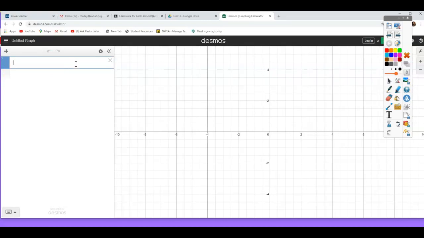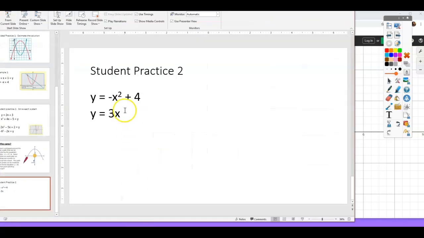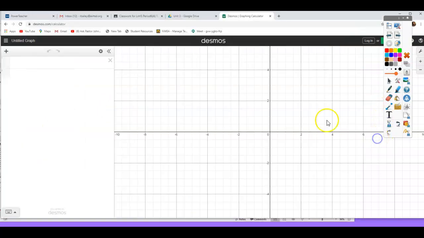How do you do this? You're going to graph both of the functions. You're going to graph this one, negative x squared plus 4, and you're going to graph 3x, and then you're going to look at where they're crossing, and you can just find the points that way. So go ahead and try to do it that way. You can also do it the other way using the substitution method if you want to, but this is just another way to do it. So I'll pause the video here, and when you unpause it, you'll see the solution.